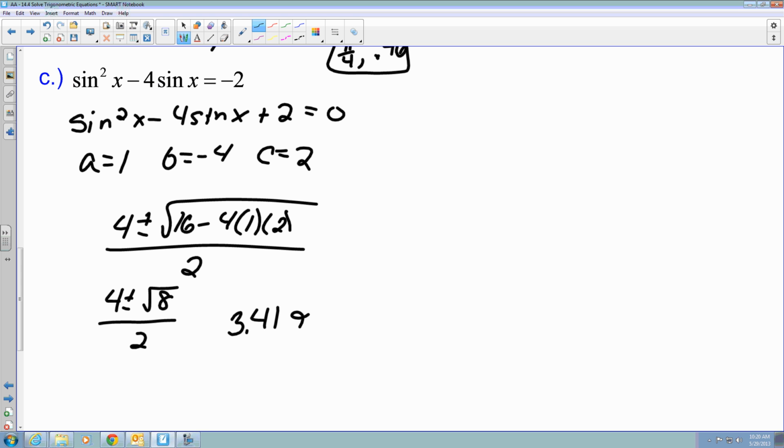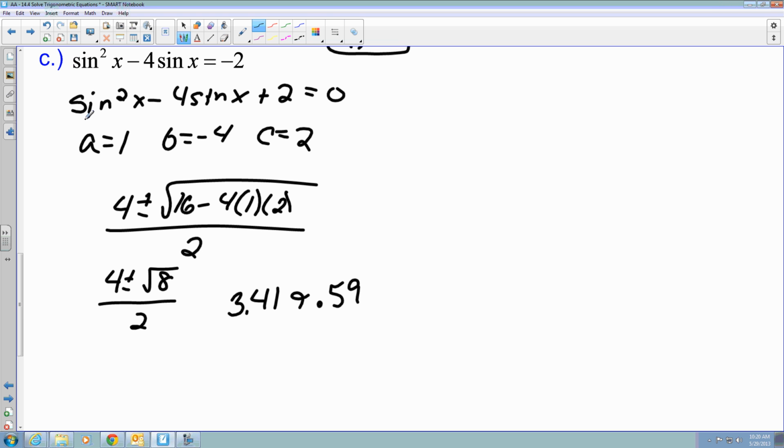And if I take 4 minus the square root of 8 and divide that by 2, I get something like 0.59 roughly. But this is where the change is. So now I know that the sine of x could equal 3.41, and I know that the sine of x could equal 0.59. So if I take the inverse sine of 3.41, I get a domain error. So that means that this one has no solution.